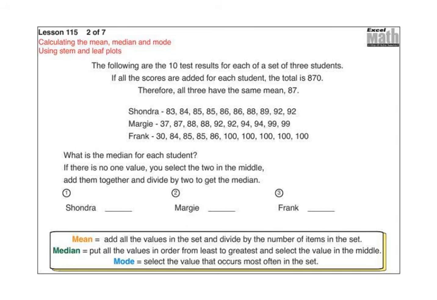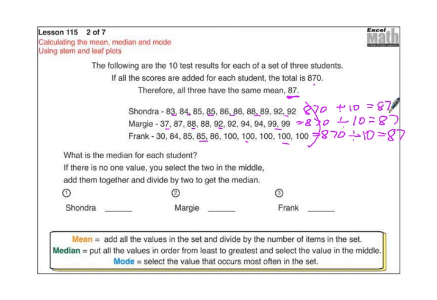The following are the 10 test results for each of a set of 3 students. If all the scores are added for each student, the total is 870. Therefore, all 3 have the same mean, or the same average, which is 87. So what they're telling you is that if you add up all the numbers for each of these kids, you are going to get 870. They've already done that math for you. And if they took 10 tests, remember to find a mean or an average, you divide by the number of numbers, which means they each have a mean of 87.